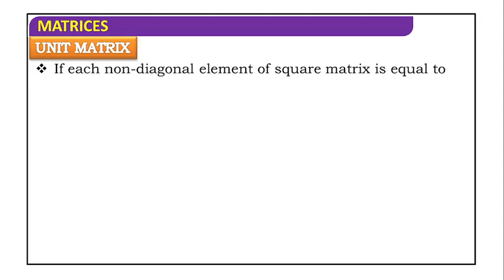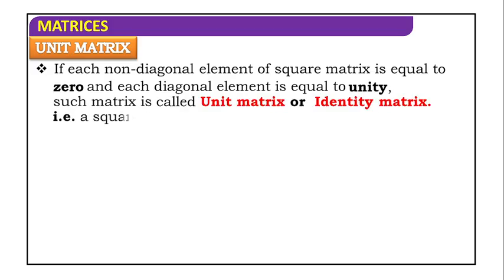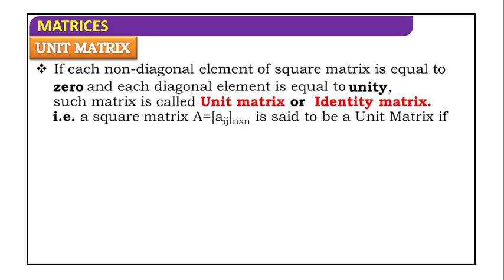Unit matrix or identity matrix. If each non-diagonal element of a square matrix is equal to 0 and each diagonal element is equal to unity or 1. Diagonal elements are 1 and non-diagonal elements are 0. Then the matrix is said to be a unit matrix or identity matrix.